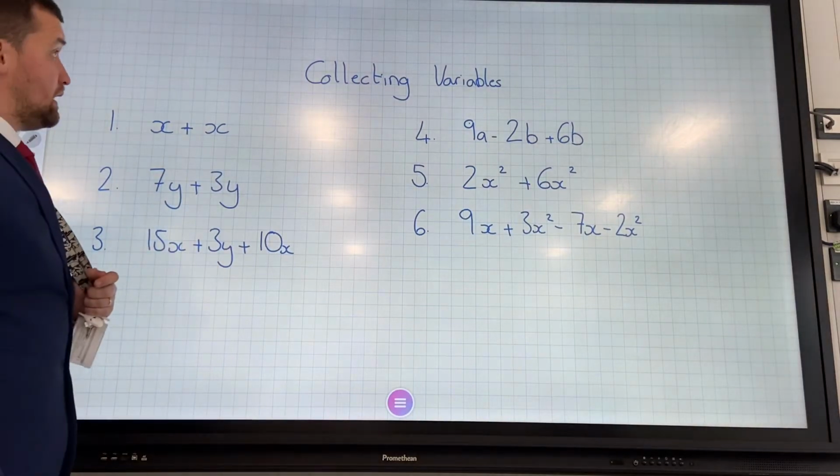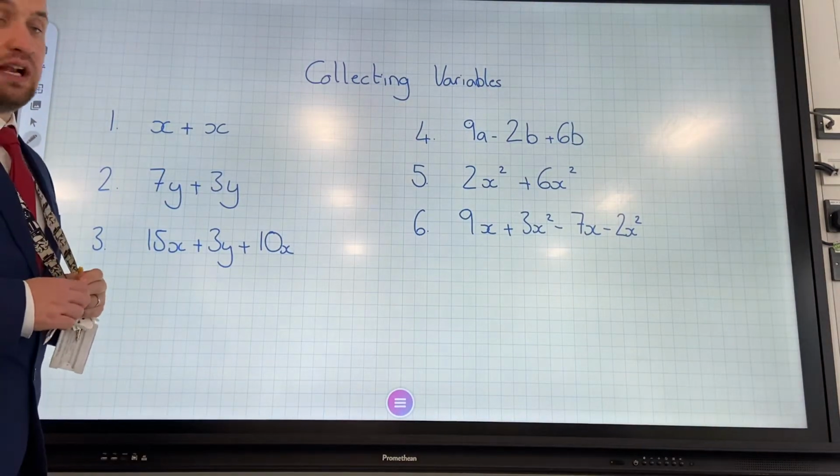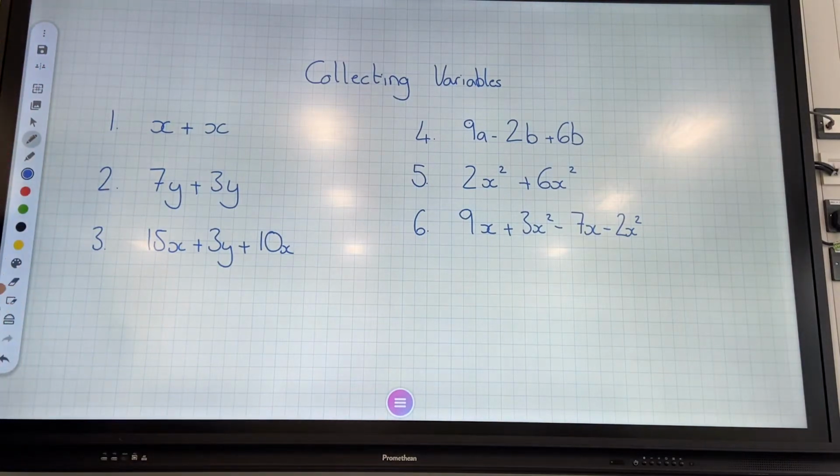Okay, welcome back. We're looking at collecting variables, collecting like terms. We have done that in today's lesson. So all of this should hopefully just be a reminder if you get stuck.